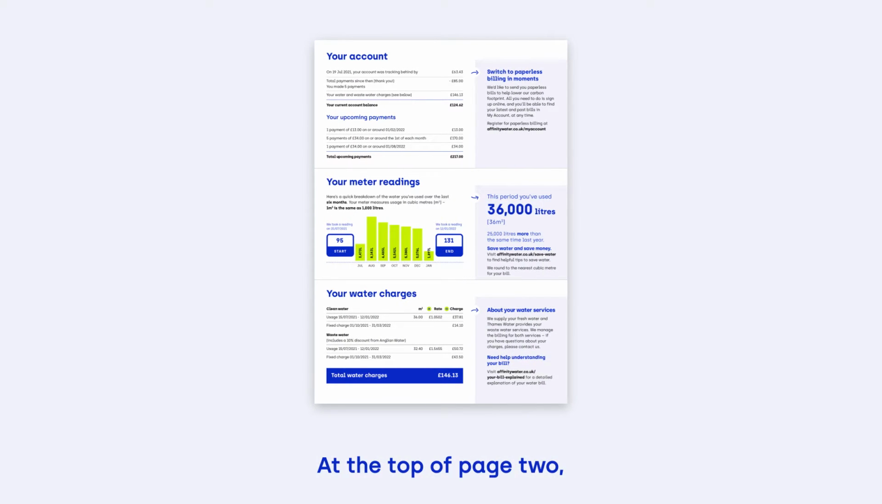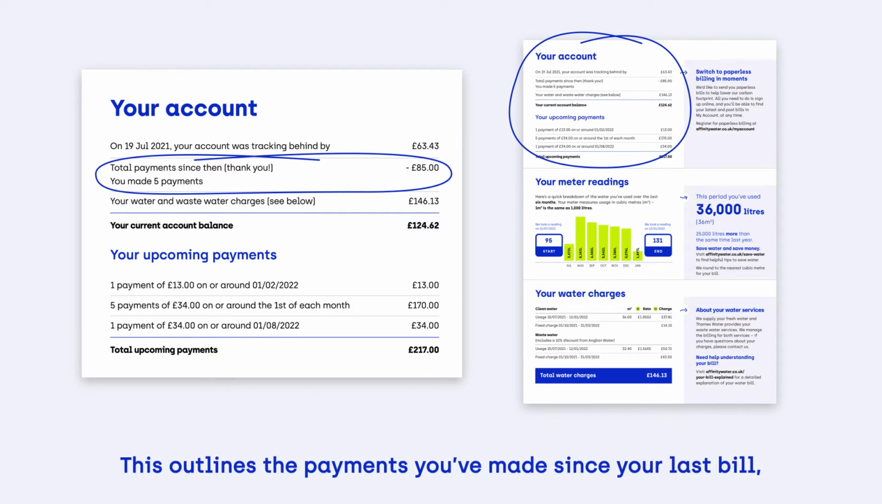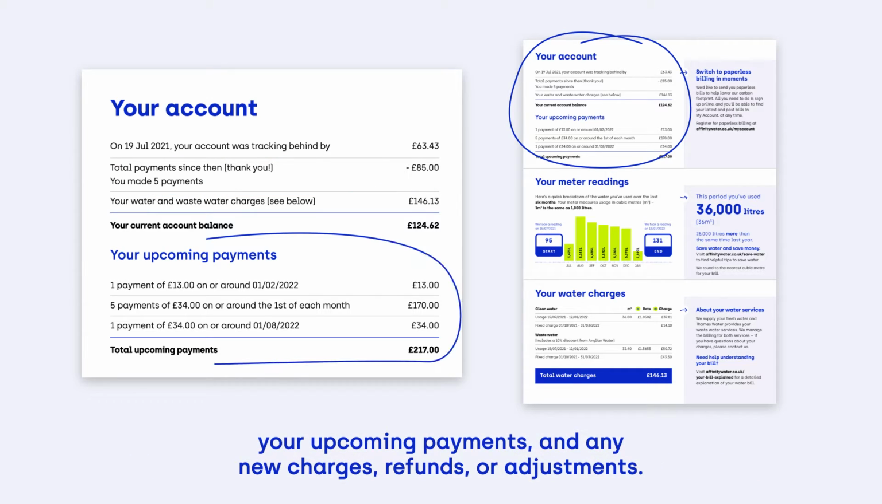At the top of page 2, you'll find a summary of your account. This outlines the payments you've made since your last bill, your upcoming payments and any new charges, refunds or adjustments.